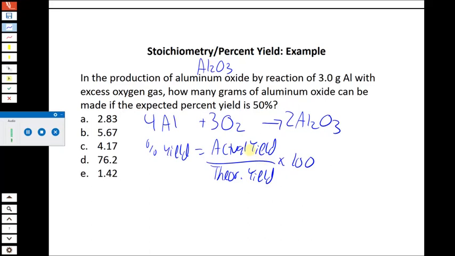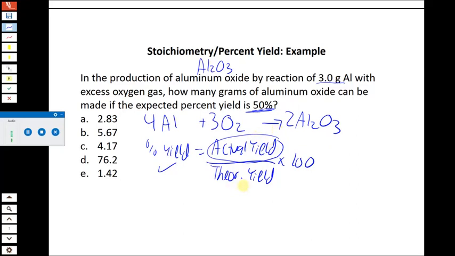But now what we're going to do is we want to know if we react 3 grams of aluminum with oxygen gas in excess, how many grams can be made if the expected yield is 50%. So here what we did is we gave you the expected percent yield, and we have to calculate what the actual yield is. So this is actually what we're looking for in this problem.